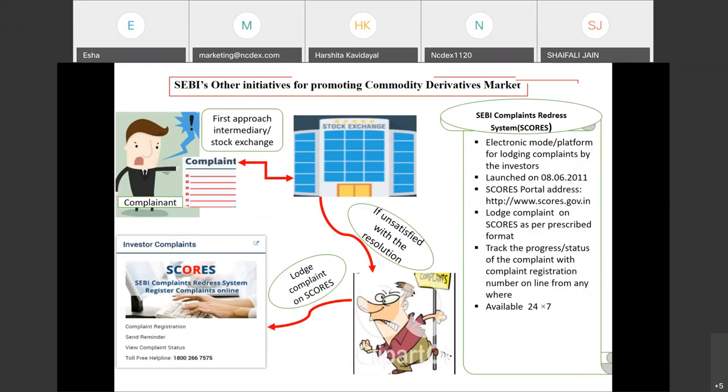Now, SEBI's other initiative for promoting the commodity derivatives market is the SCORE system. Everything is given in detail on this SEBI portal. If you have a complaint, you first approach the intermediary. If you are not satisfied with their resolution, then you lodge the complaint on SCORE. It is an electronic platform for lodging complaints. They will give you a unique complaint registration number, and with that number you can track the progress and status of your complaint. It is available 24/7.